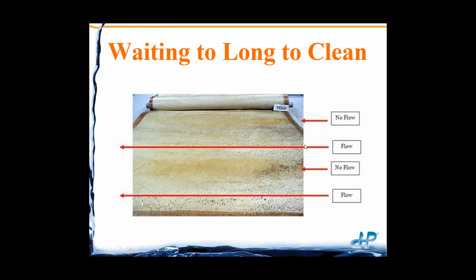So what happens, this would be a first element. This would be the first element in the first stage. Here's the feed side. Here would be the concentrate of this unrolled 8-inch membrane element. Well, you can see here that there's dead zones. There is no water, zero water going through these areas. So this element is said to be channeled.